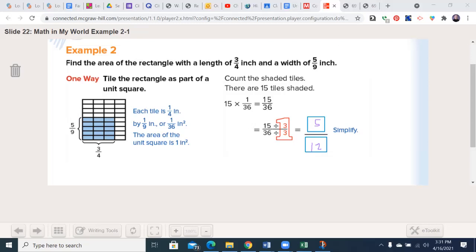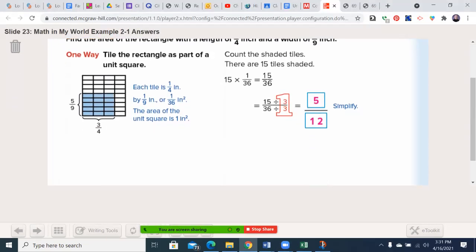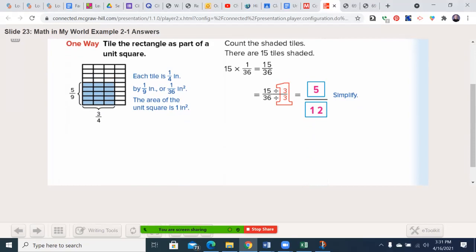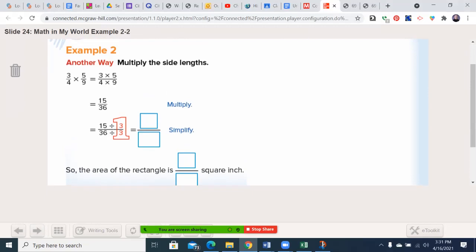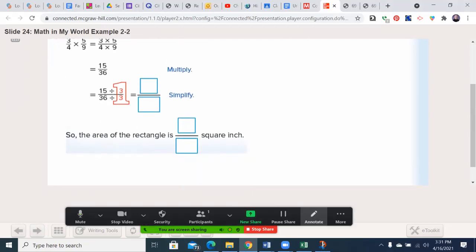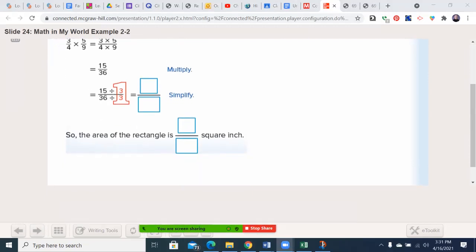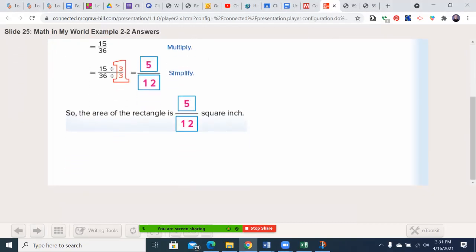Go ahead and clear it. You see? Multiply the side lengths. 3 times 5 is 15. Then you get 4 times 9 is 36. Basically, we're doing the exact same thing. We get 5/12 square inch.